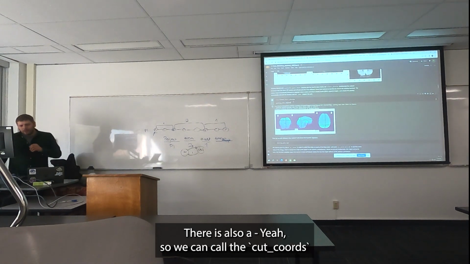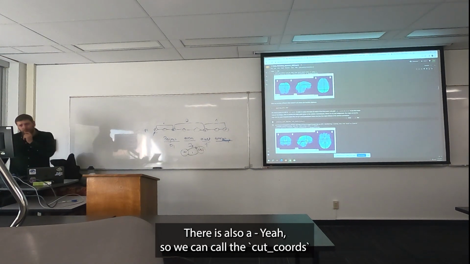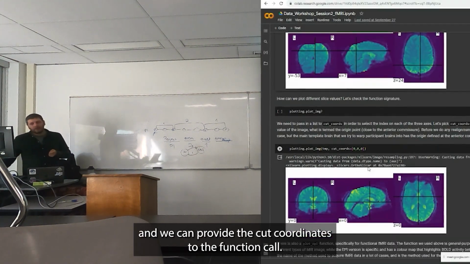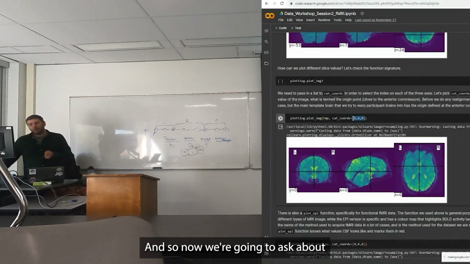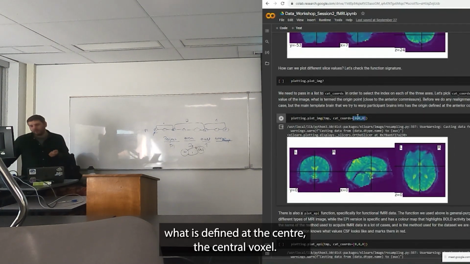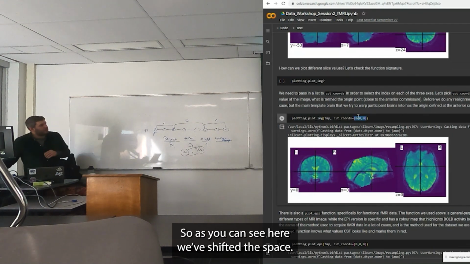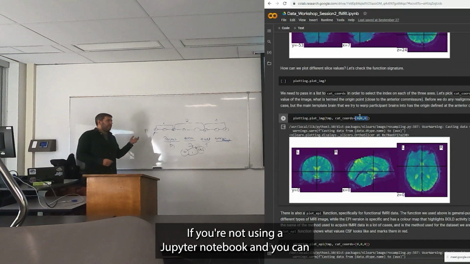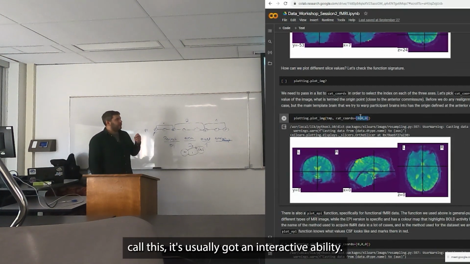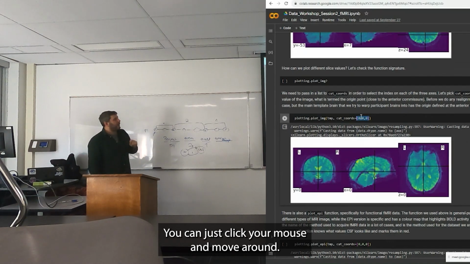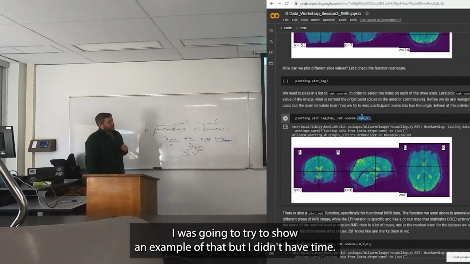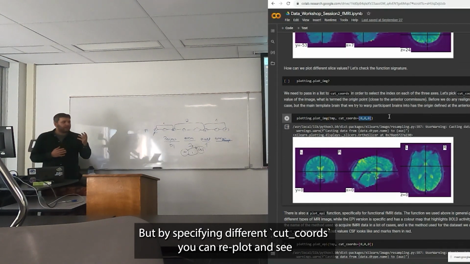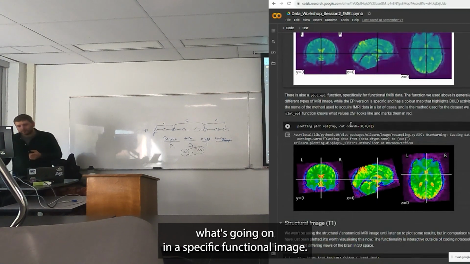We can also provide the cut coordinates to the function call, and now we're going to ask for what is defined as the center voxel. If you're using a Jupyter notebook, you can call this, and it's usually got a lot of interactive ability. You could just click on your mouse and move around. I was going to try and show an example of that, but I didn't have time. But by specifying the different coordinates, you can replot and see what's going on at a specific location in the image.